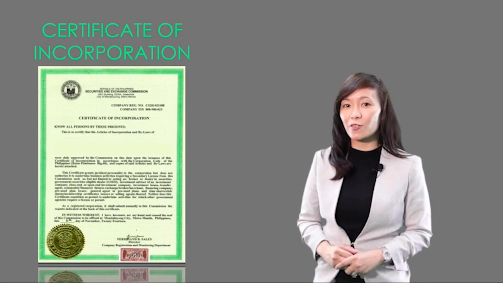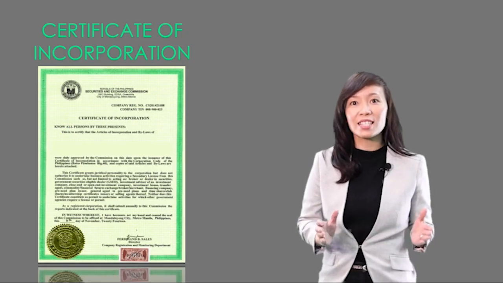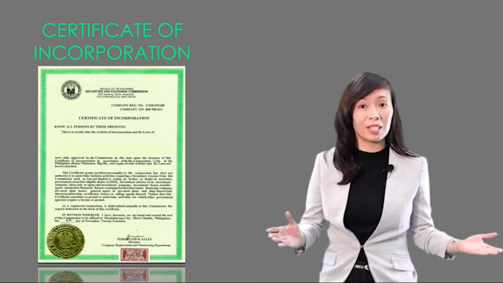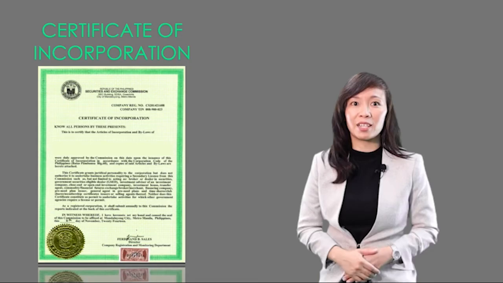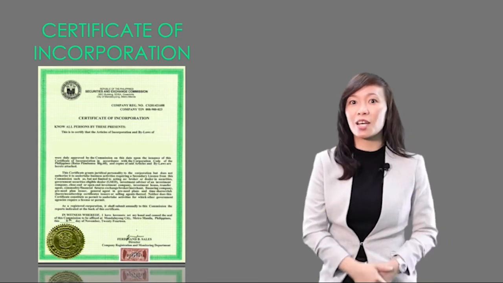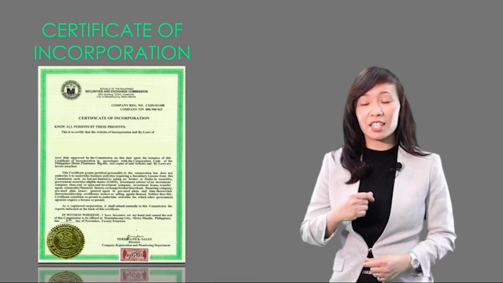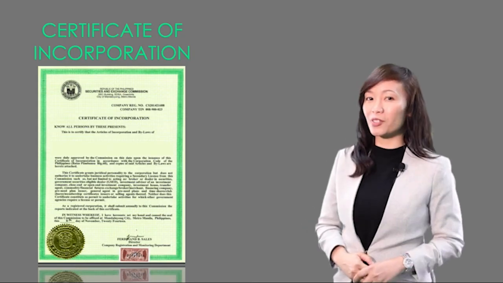The next step is the submission of the documents with the SEC and the payment of the registration fees. The Articles of Incorporation must be submitted as a requirement for incorporation. The bylaws may either be submitted together with the Articles of Incorporation or separately after incorporation. When the SEC finds that all documents submitted are complete and compliant with requirements, it approves the application for registration and issues a certificate of incorporation.